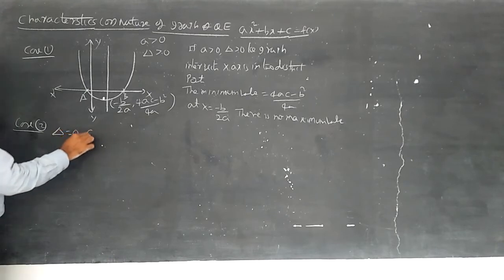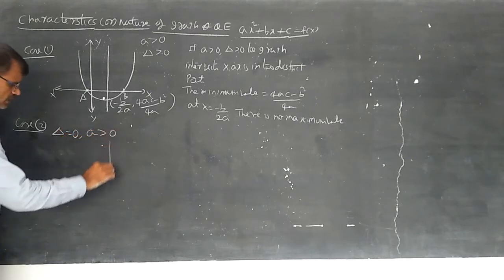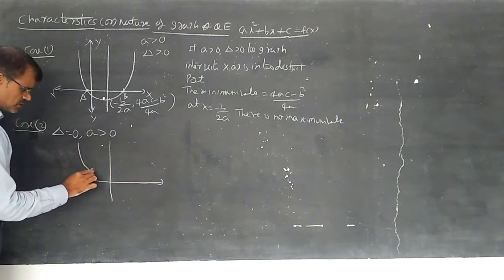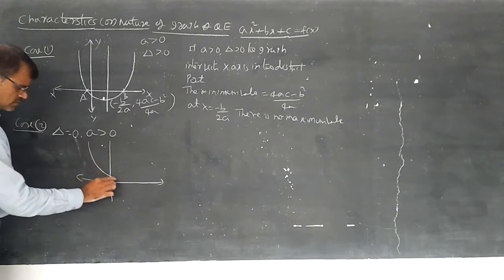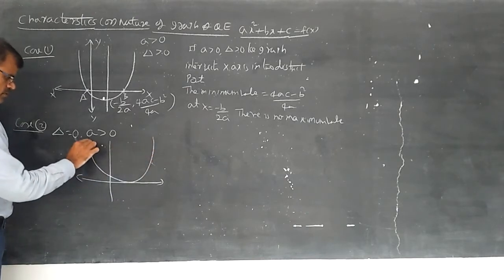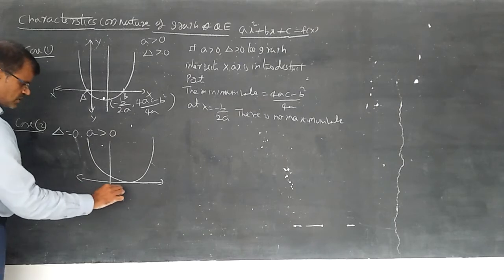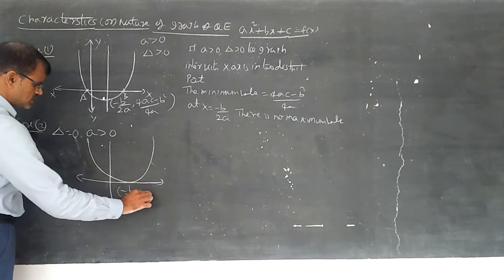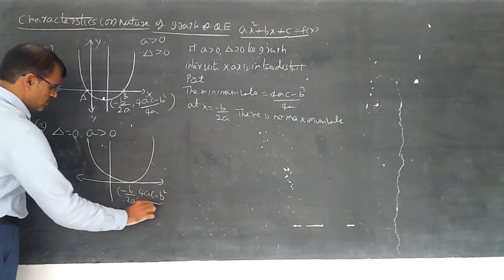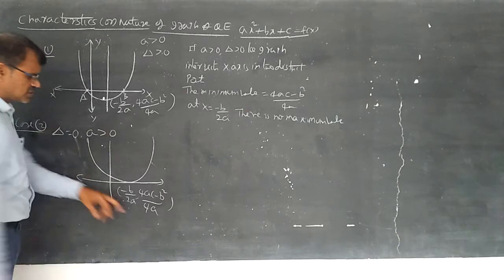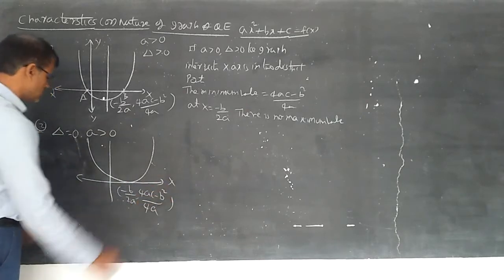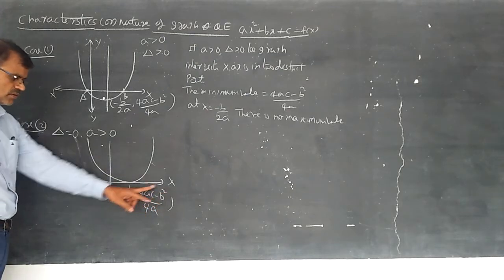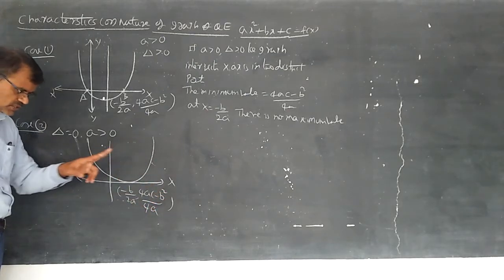Case 2. Delta is equal to 0, comma, a greater than 0. The characteristic is like this. You can put like this, of course, like this also. There is no question of touching at 0 comma 0. Here you can put minus b by 2a comma 4ac minus b square by 4a. Students, you need to understand that this is 0 because on the x-axis y is equal to 0. Whenever delta is equal to 0, we know that b square minus 4ac is equal to 0. Automatically 4ac minus b square by 4a is equal to 0.